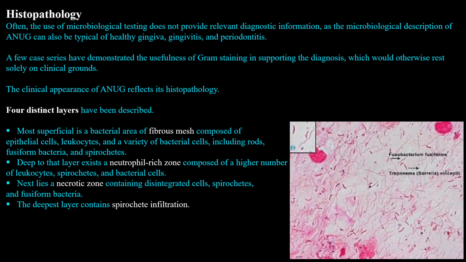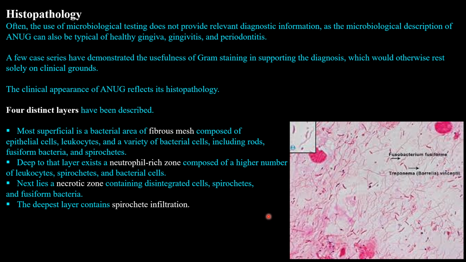As far as ANUG is concerned, histopathology does not provide much relevant diagnostic information because the clinical picture is a definitive form of diagnosis. So even if we do a gram staining, we can probably see the fusospirochetal organisms, like you see these spirochetes here. So that is what we can see in a histopathological slide.